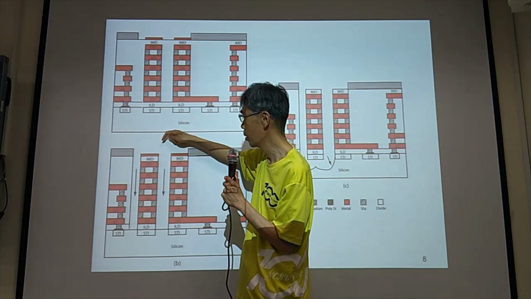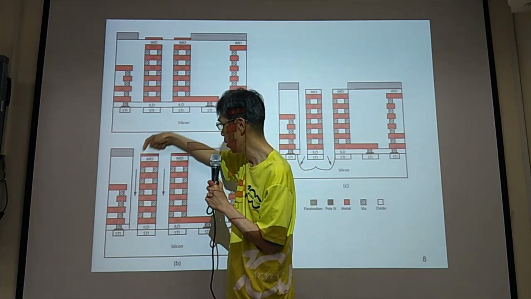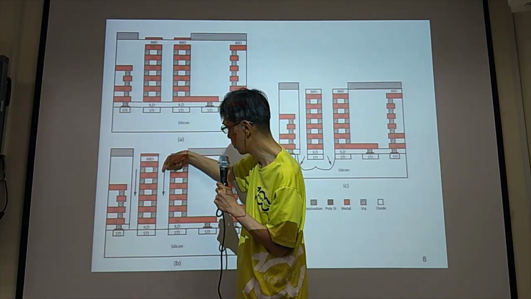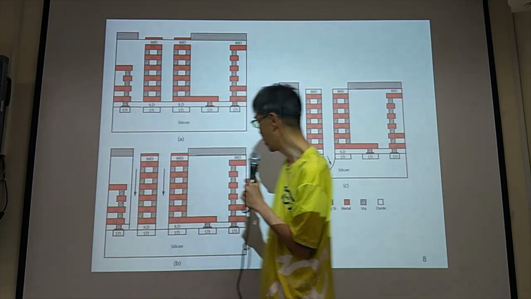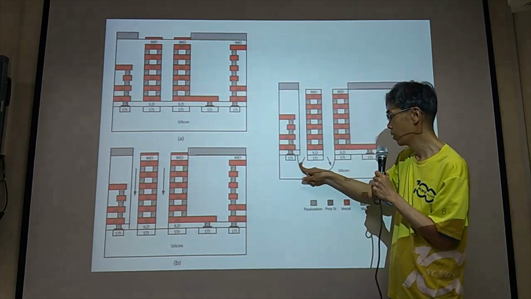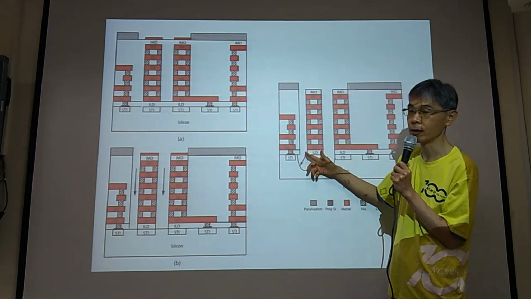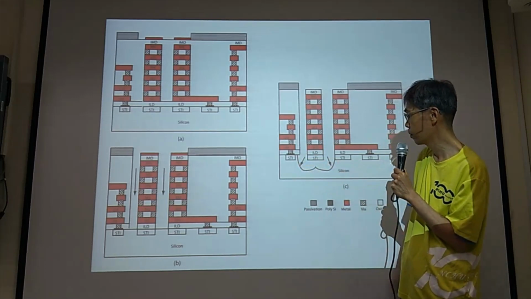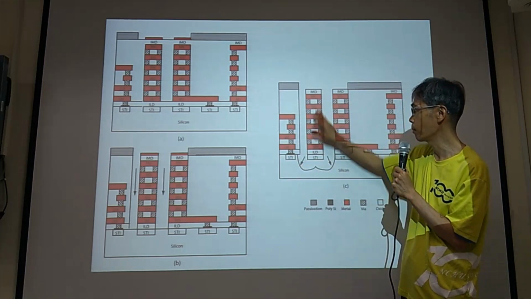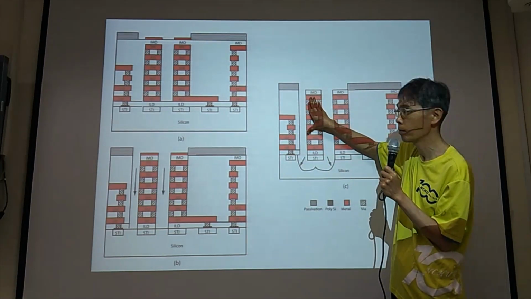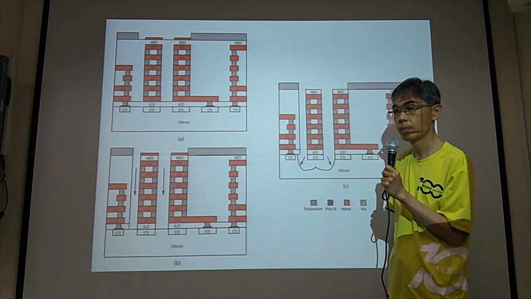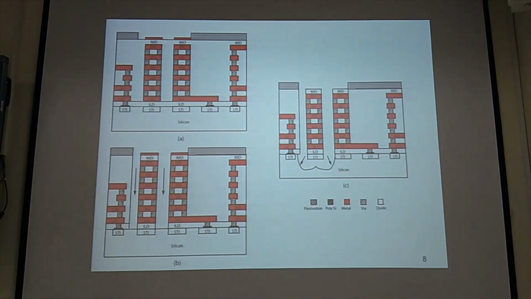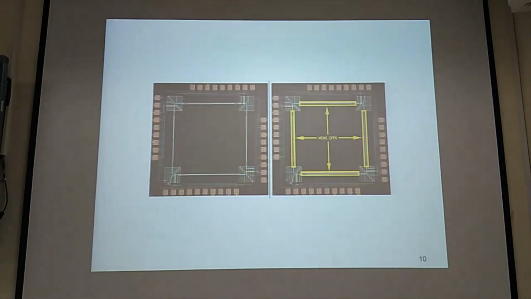Then we can use plasma to remove the oxide. After that, we can use an etching agent to remove the silicon here to free up the sensing structure. Okay, this is a simple introduction of this fabrication process, the layout.